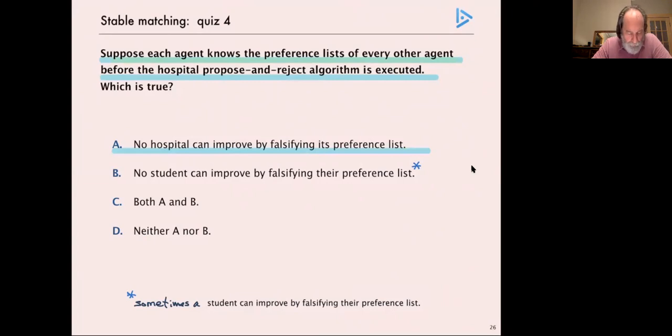Well, the thing about the hospitals is they get their best valid choice, right?